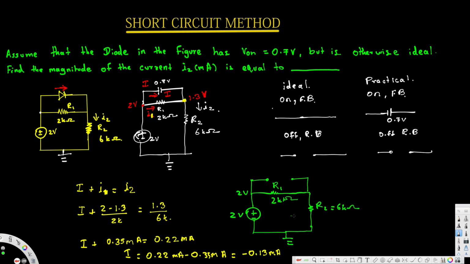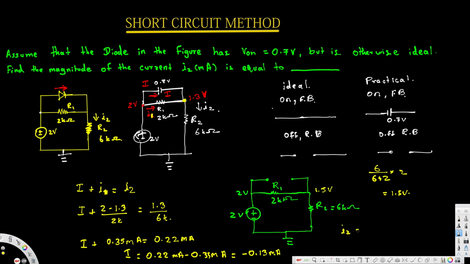Okay, we can calculate this voltage using voltage division, because the voltage across this resistor is the voltage here. So we can say 6 over 6 plus 2 multiplied by 2. That's 6 over 8 times 2. 6 over 8 is 3 over 4, times 2 gives 3 over 2. So this is going to be 1.5 volts here.